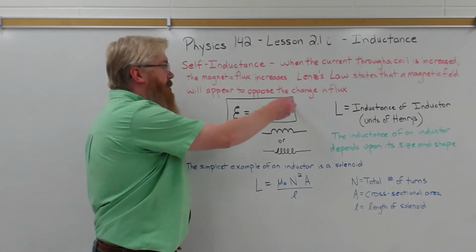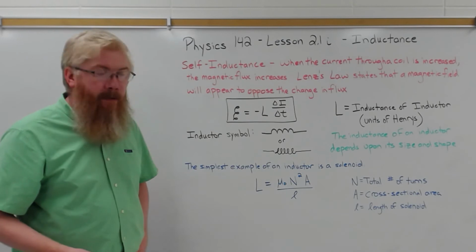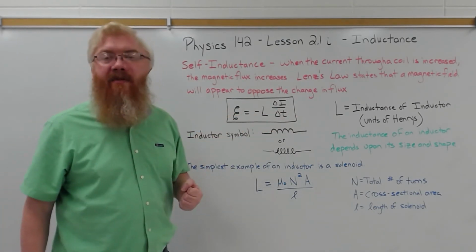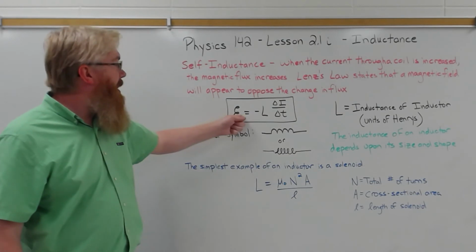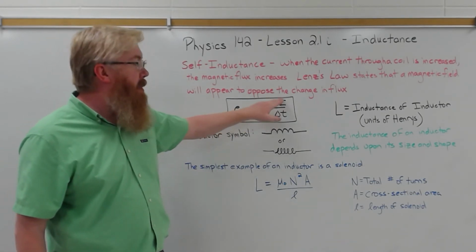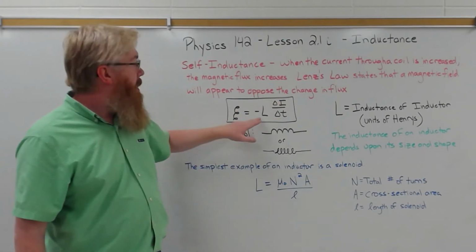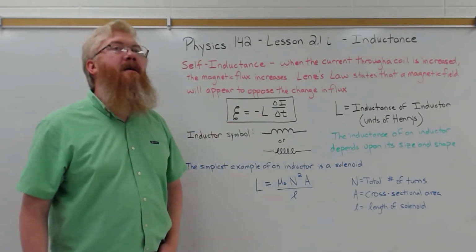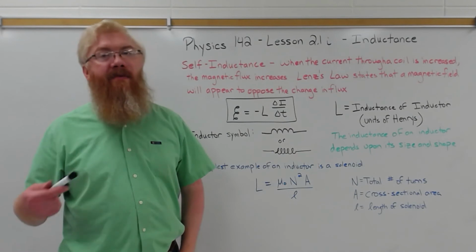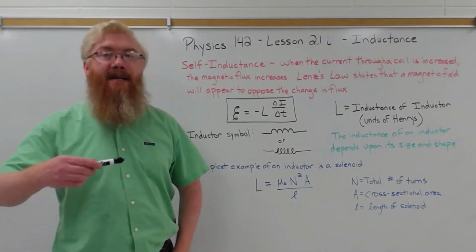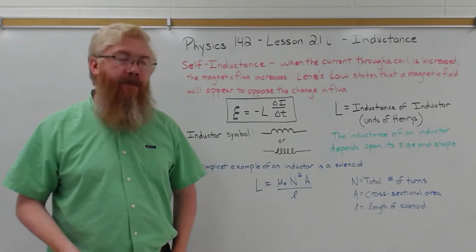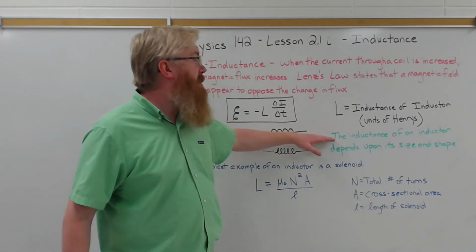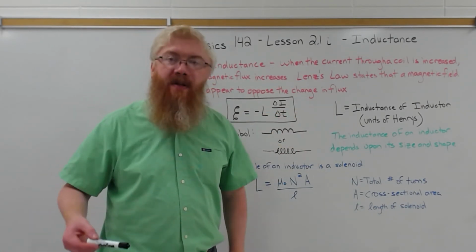So if the current changes with time, then an EMF can develop in this coil of wire. How big that EMF is depends upon how quickly you change the current and the inductance of the inductor. Just like the charge on a capacitor depends on the voltage and the capacitance of the capacitor. The inductance of the inductor, which has units of henries, is dependent upon the size and shape of the inductor.